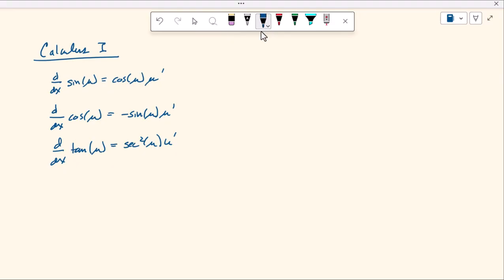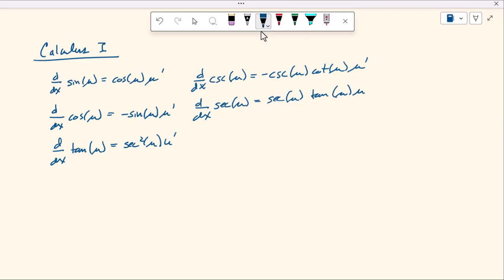Let's look at our reciprocals as well. The reciprocal of sine is cosecant, so the derivative with respect to x of cosecant u is equal to negative cosecant u cotangent u, u prime. That's the chain rule. The reciprocal of cosine is secant. The derivative of secant u is secant u tangent u, u prime. The derivative of cotangent is negative cosecant squared of u, u prime. Okay, so those are the derivatives that you should know.